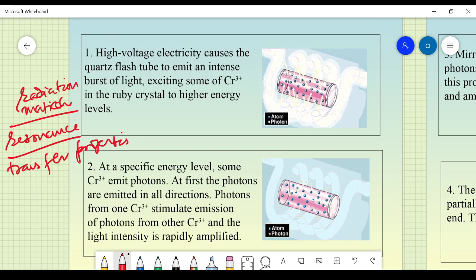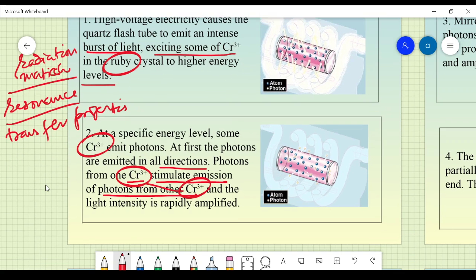The high voltage electricity causes the quartz flash tube to emit an intense burst of light, exciting some of the chromium 3+ ions in the ruby crystal to a higher energy level. This is what you do in the first stage. Then at a specific energy level, some chromium 3+ ions emit photons. At first, the photons are emitted in all directions. Photons from one Cr3+ stimulate emission of photons from other Cr3+. So here you can see that this Cr3+ and this Cr3+ are playing a role. That is some kind of resonance.